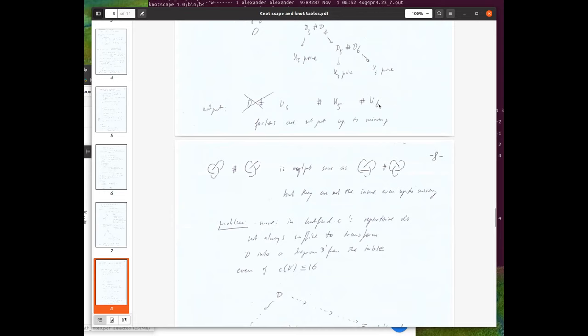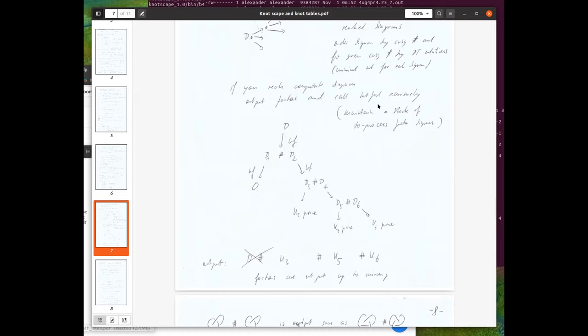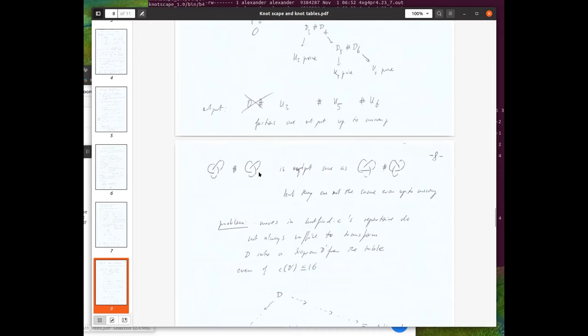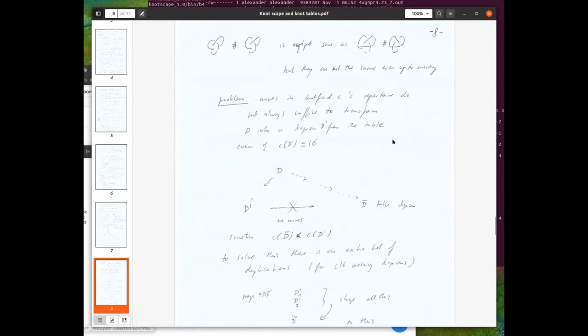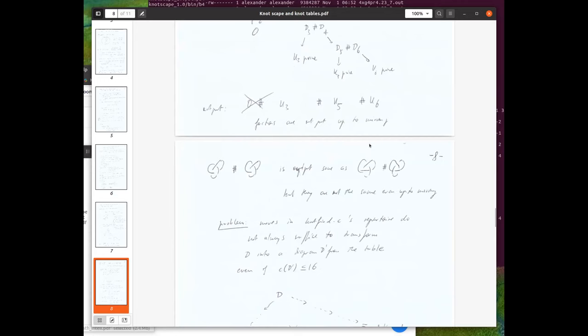Now you must be careful. As I said, Knotscape does not distinguish between a diagram and its mirror image. So this means, for example, if I take two trefoils this way, it will give me exactly the same output as if I take two trefoils, one this way and one the other way. So here is the trefoil with itself, and here is the trefoil with its mirror image. If you build the connected sum in this way, these knots are inequivalent even up to mirror image, but they will be reported in the same way if you use this tool.